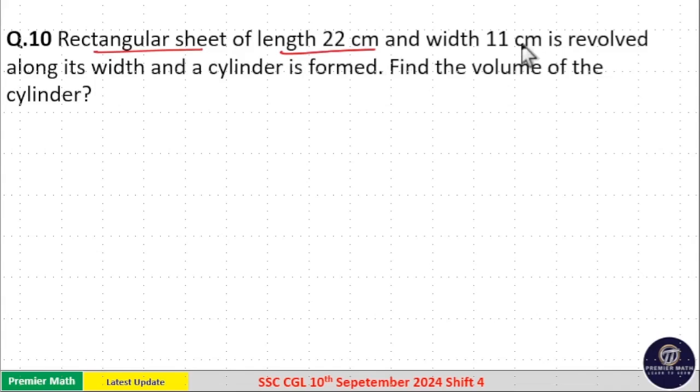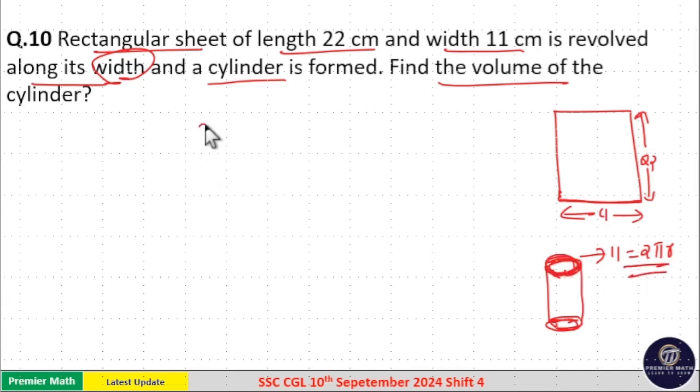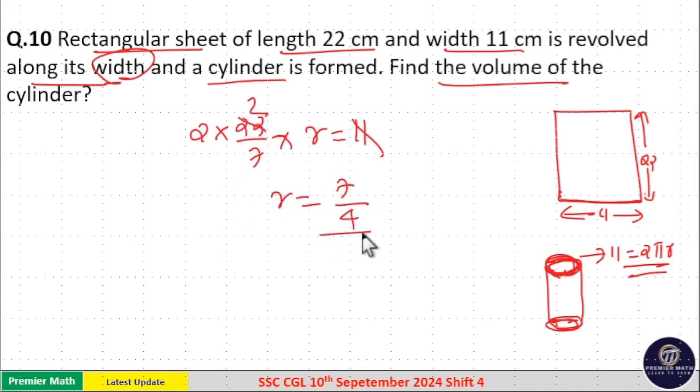A rectangular sheet of length 22 cm and width 11 cm is revolved along its width and a cylinder is formed. Find the volume of the cylinder. Here this is the rectangular sheet with width 11 cm and length 22 cm. Now this is revolved around its width, means in the cylinder formed, circumference will be 11. That is, circumference is 2 pi r. That is 2 into 22 by 7 into r is equal to 11. Now 11 goes 2 times in 22. So r is equal to 7 by 4.